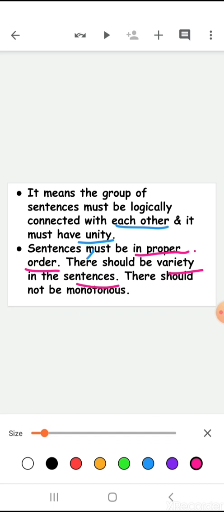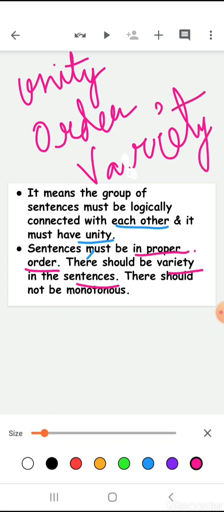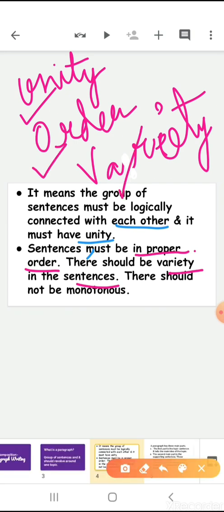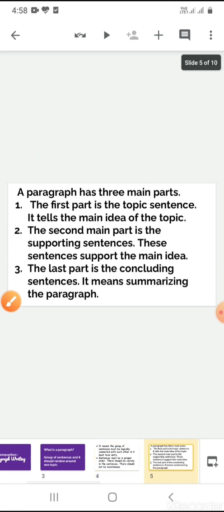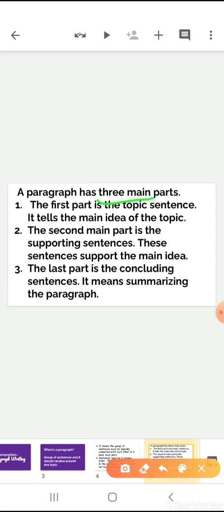Okay? First of all, we have unity, order, variety. Okay, unity, order and variety. Then we have three main parts.